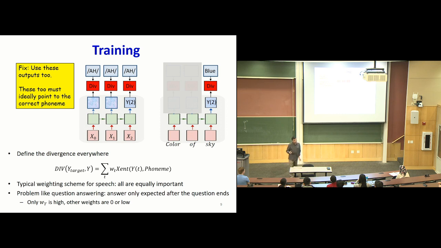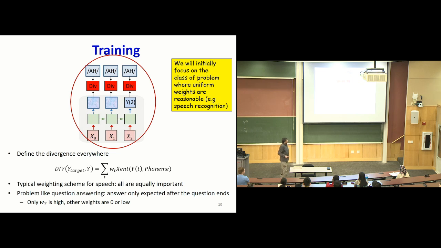Now, the typical weighting actually depends on the problem. For speech, you can assume that the weights are all 1. For something like question answering, where you really need to see the final word before answering the question, you might want to make the weights much higher towards the end than at the beginning. Maybe the initial weights are all 0 and the final weight is 1. And this is the divergence that you're going to differentiate to compute the derivatives.